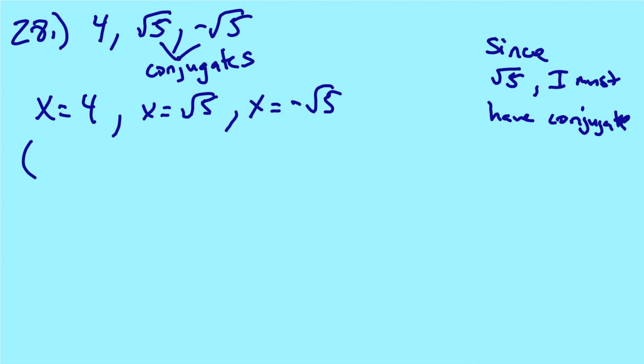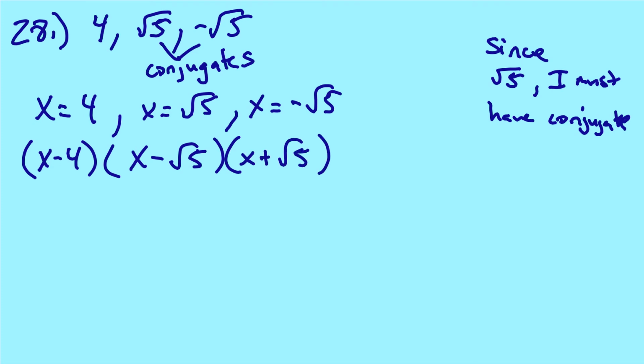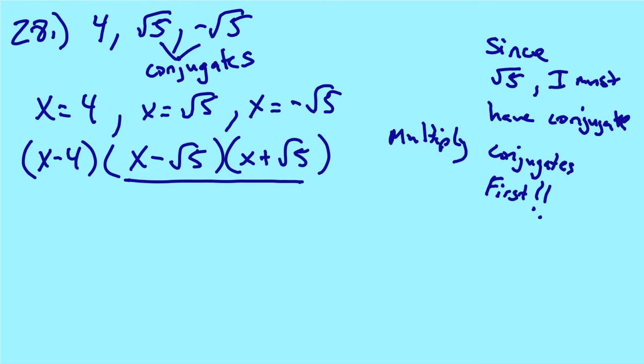Now, we're going to work backwards, so I say x minus 4. I change my sign, x minus radical 5, x plus radical 5. I multiply my conjugates together first. So I pick these two to start. X goes to x, that's x squared. X goes to radical 5. Remember, x is outside, radical 5 is inside, so they can't be combined, so it's just x radical 5. Radical 5 goes to x, so it's minus x radical 5.